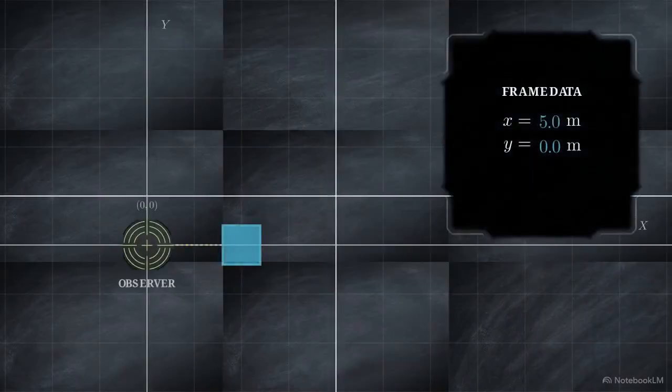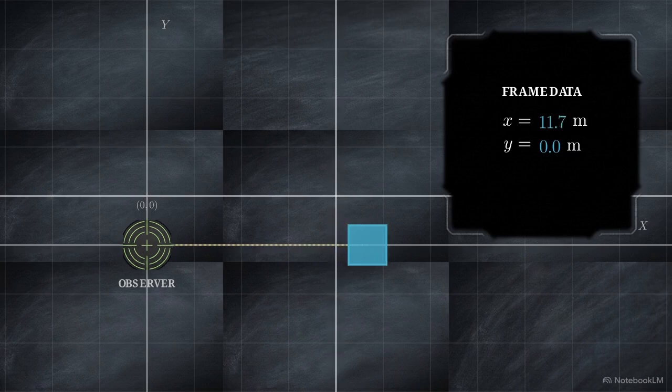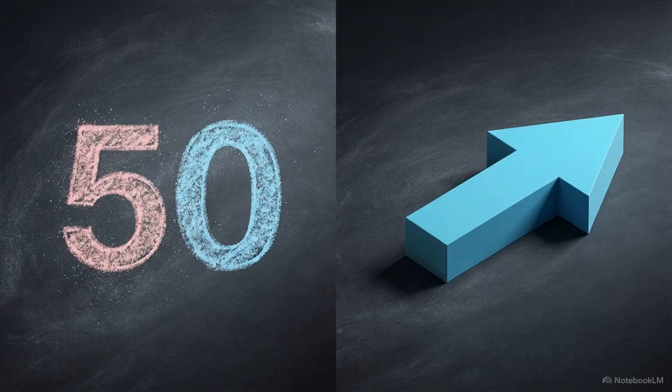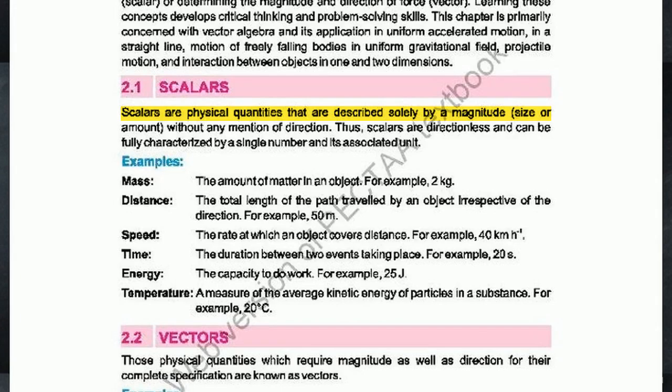We define an object as being in motion only if its position changes relative to that established frame. If the coordinates remain constant from the observer's perspective, the object is at rest. Mapping these changing coordinates requires dividing physical measurements into two distinct categories: scalars and vectors. A scalar quantity is defined entirely by its magnitude. Measurements like mass, time, or temperature provide a size or amount, but carry no information regarding spatial direction.